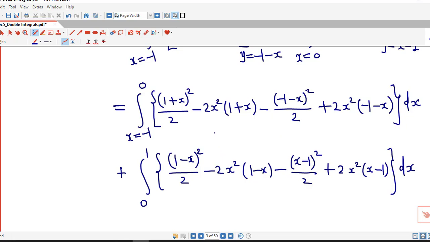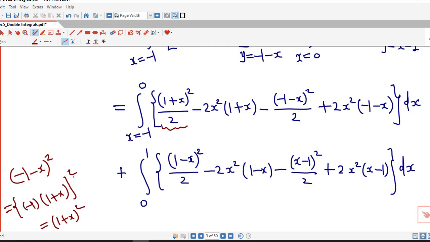Now if we observe one thing here, we have (1 plus x) whole square divided by 2, and here we have minus (1 minus x) whole square, that we can rewrite as minus 1 times (1 plus x) whole square, which is equal to minus 1 square, which is 1, and (1 plus x) whole square. So these two are same, and because of negative sign they will cancel each other.